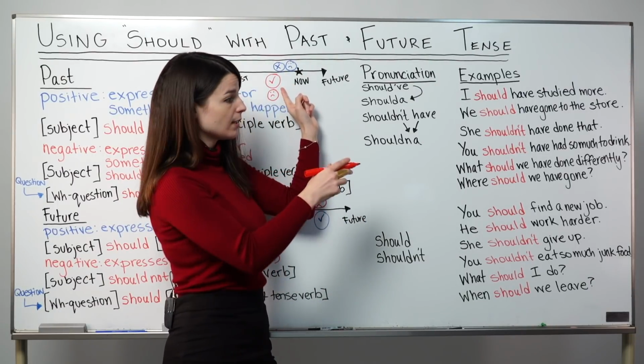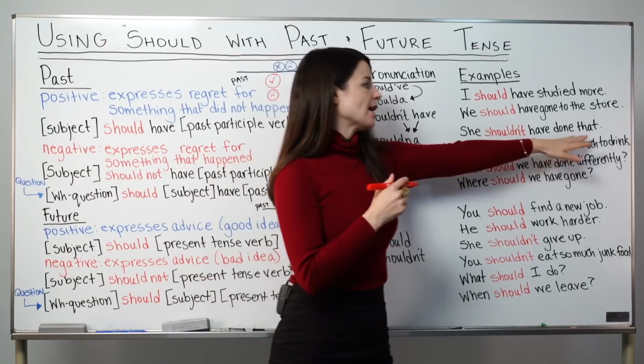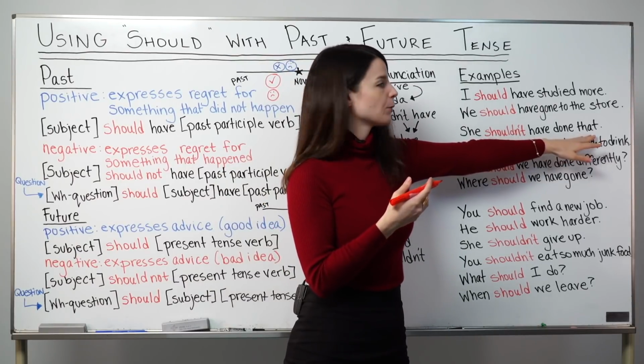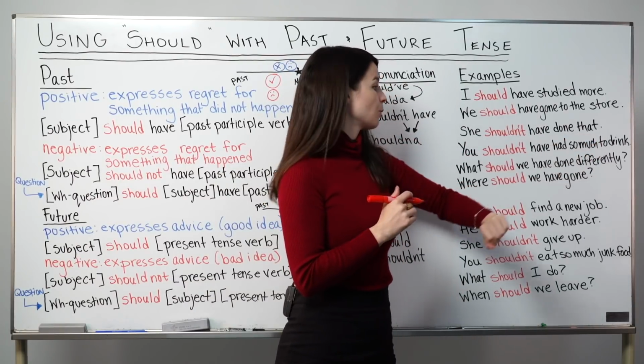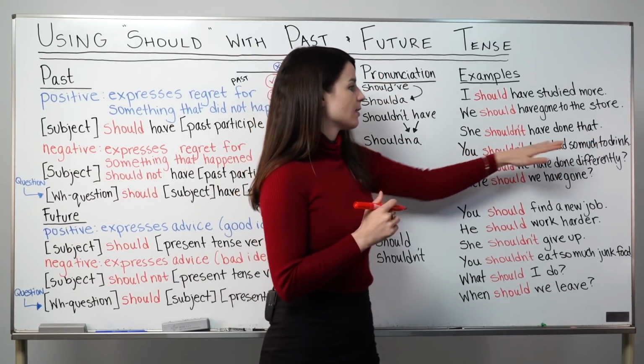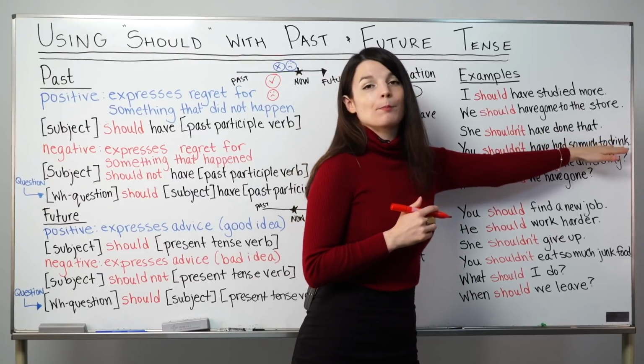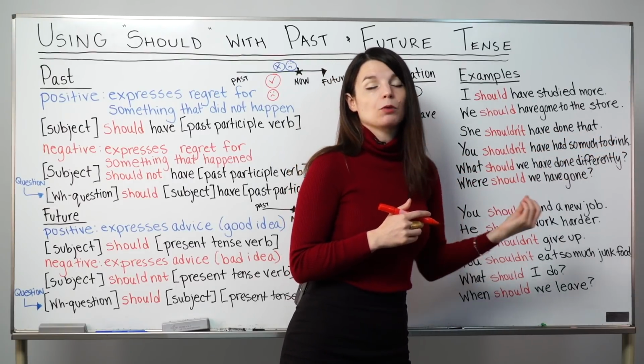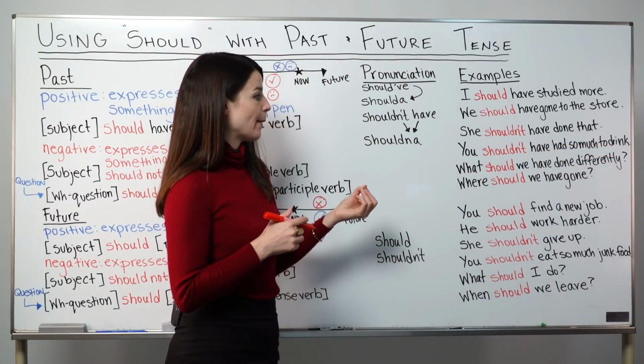So in both of these sentences, that something, whatever this is, was a bad thing. The speaker thinks this was bad. In the second sentence as well, the speaker thinks this was a bad choice. So expressing regret about something that happened.